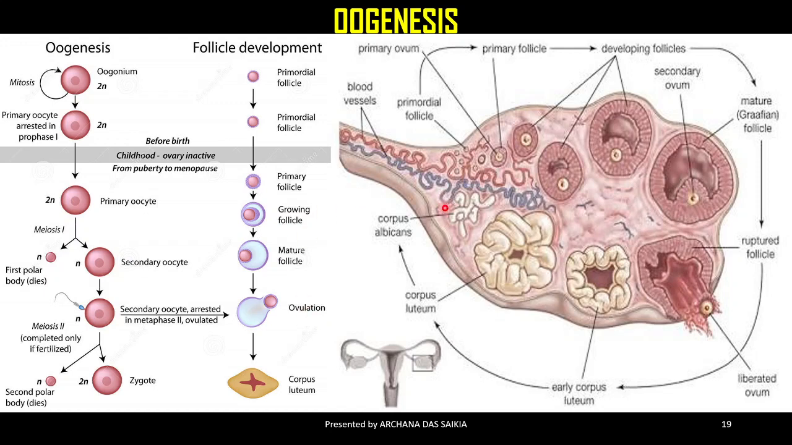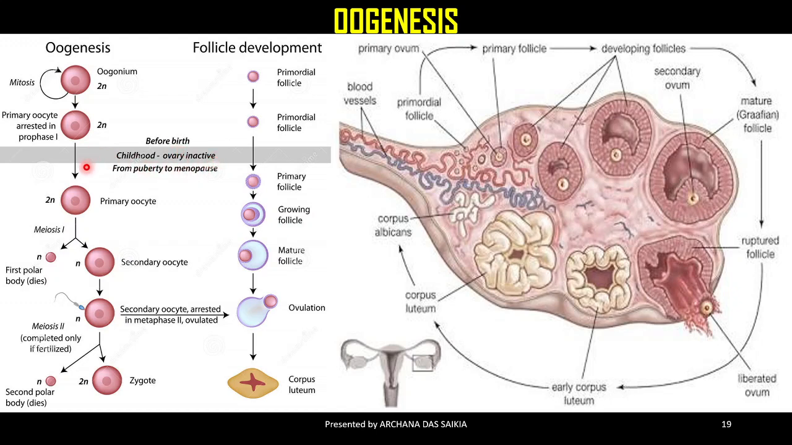So here, the same thing is repeated. Let us see. Oogonium, which divides, that is in the fetal stage. This is before birth, as you can see here. Primary oocyte arrested in prophase 1. Started with meiosis 1, but got arrested here, got suspended, still with 46 chromosomes. Then the baby is born, childhood, the ovary is inactive.